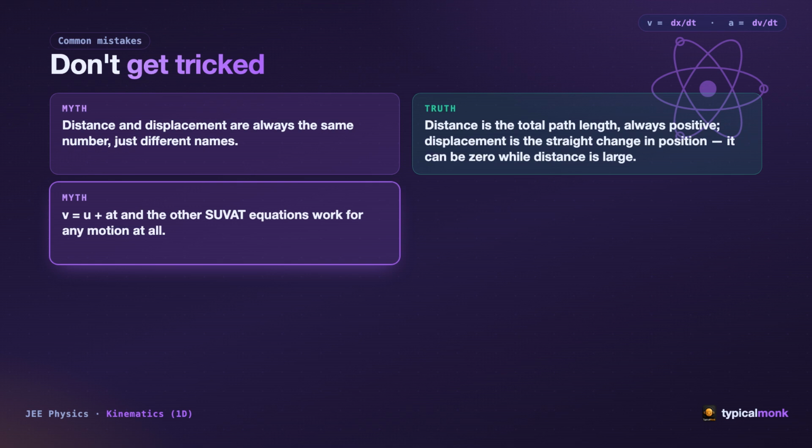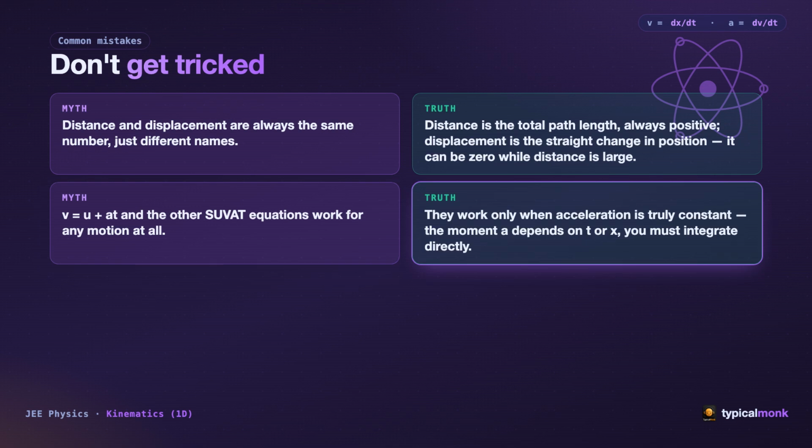Myth 2. The equations v equals u plus at, and the other two SUVAT equations, work for any motion at all. The truth: they work only when acceleration is a true constant. The instant acceleration is a function of time or of position, you must integrate directly. SUVAT quietly gives a wrong answer without ever telling you it failed.